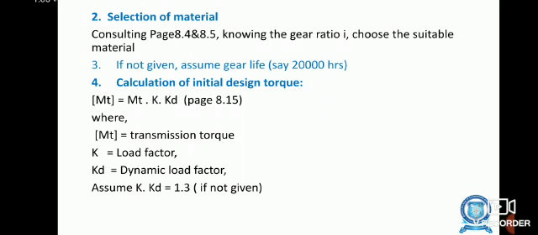Using the data book page number 8.15, the design torque formula is available in the data book page number 8.15. MT equal to design torque equal to MT into K into KD, where MT is transmission torque, K is load factor, KD is dynamic load factor, assume K into KD 1.3.